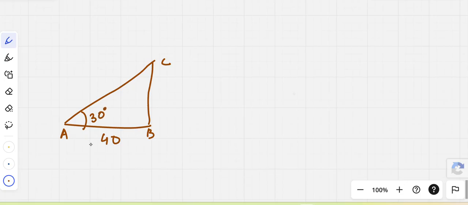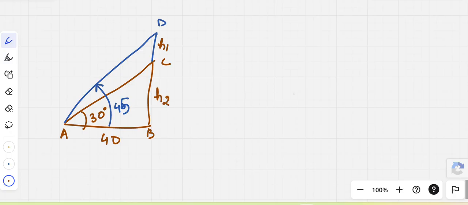The angle of elevation at the top of a water tank which is on top of the tower. So this is my water tank D. Now when I'm looking at D, I'm making an angle of 45 degree. Whenever a 45 degree part is there, try to do that first. This is the height of my tank, and this is the height of my tower. Now try to work it out.